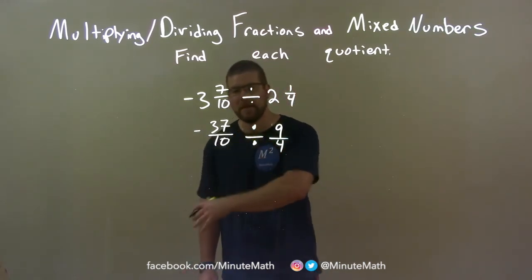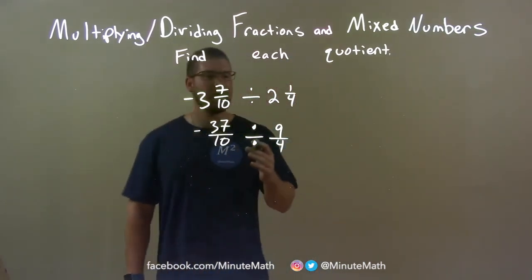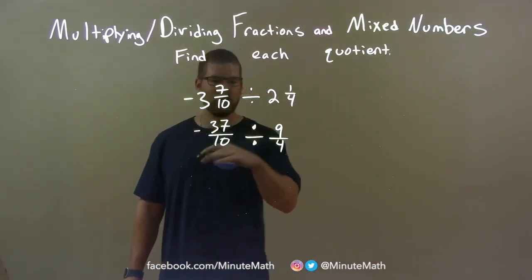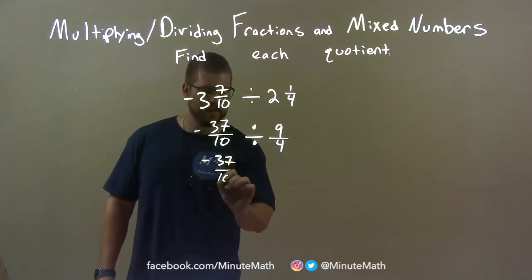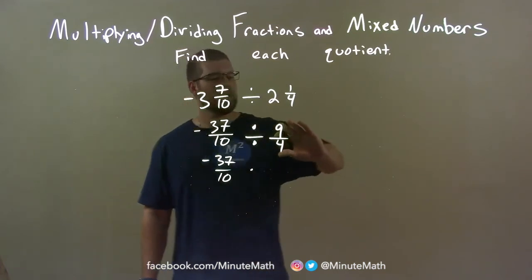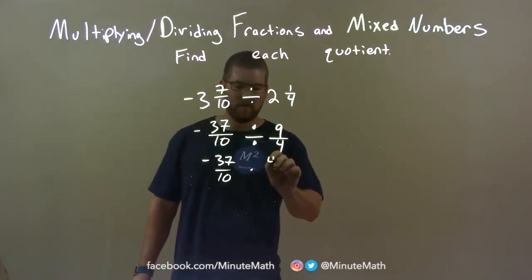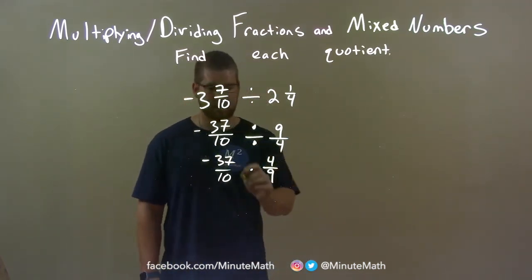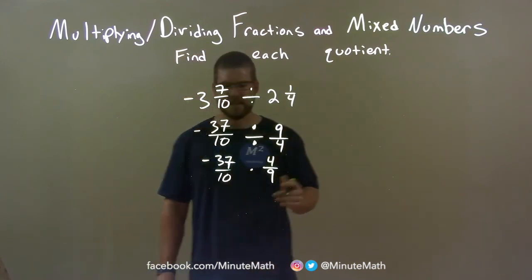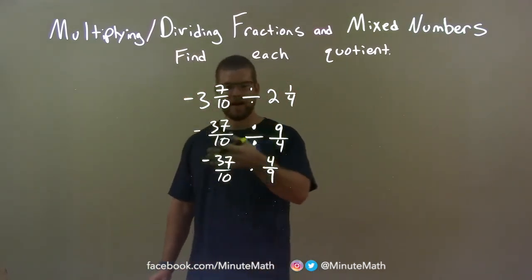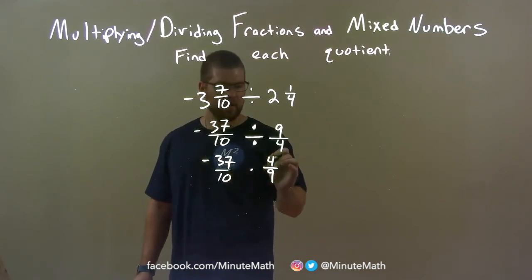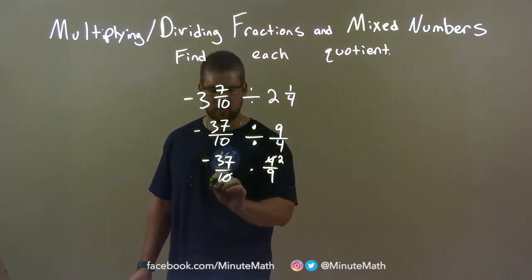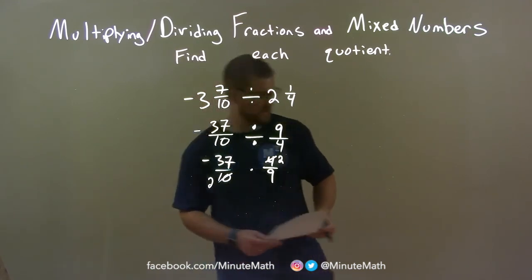Again, if you're like me, though, I do not like division. All right, I like multiplication, so I convert this to be a multiplication problem. Negative 37 over 10 times, well, 9/4, flip that, we have 4 over 9, okay? Now I try to see, is there any way that I can simplify this? And yeah, I can, right? 10 and 4 are both divisible by 2.